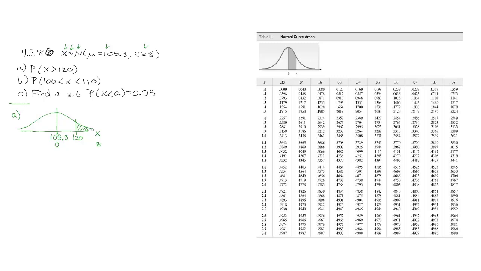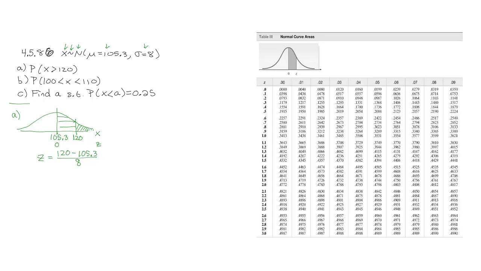So we know we're going to need to go to the z-table for doing this via the statistical tables. The table only gives me between 0 and z, so it's going to give me this region. I need to first find the z-score. The z-score of 120, so I can look it up on the table, is 120 minus the average, which is 105.3, divided by the standard deviation, which we were told was 8.